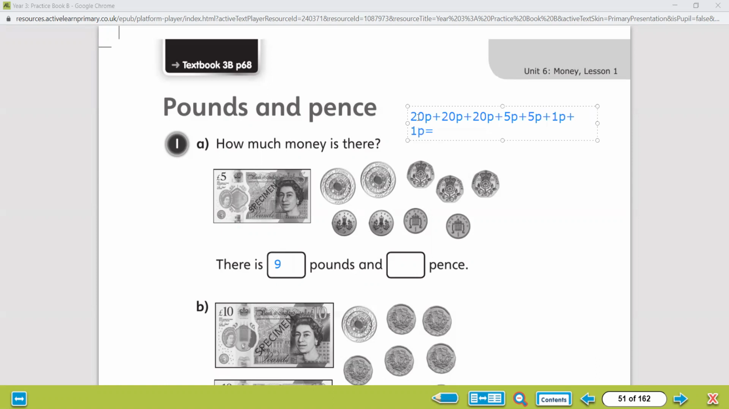Okay, so 20, 20, 20, 20, 40, 60. And then I've got 2 5s make another 10, so 70, 71, 72. So I've got 72 pence. So all together here, I've got £9 and 72 pence. I added the pounds, I added the pence. And it's okay to do calculations.